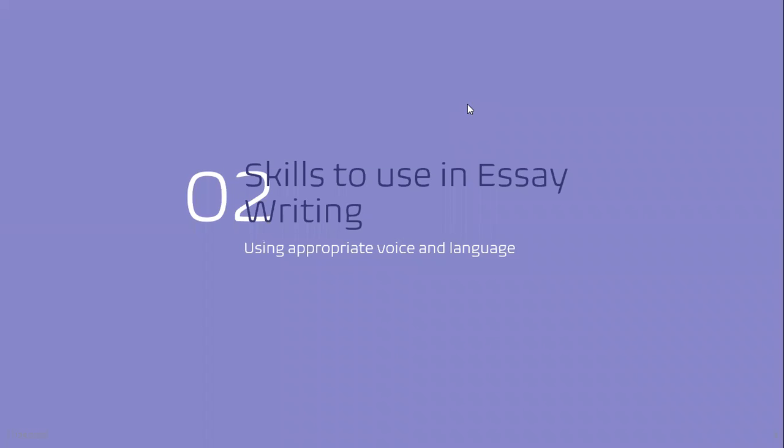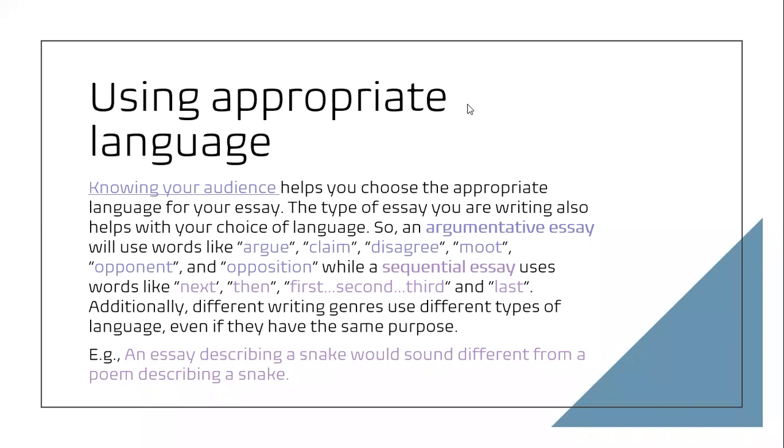So we will talk about skills to use in essay writing, specifically using appropriate voice and language. Knowing your audience helps you choose the appropriate language for your essay. The type of essay you are writing also helps with your choice of language. So, an argumentative essay will use words like argue, claim, disagree, moot, opponent, and opposition, while a sequential essay uses words like next, then, first, second, third, and last.